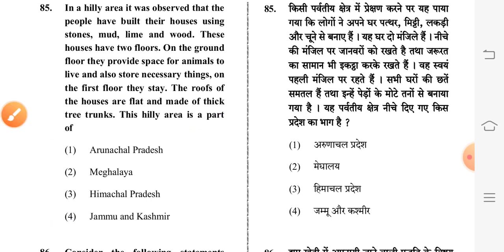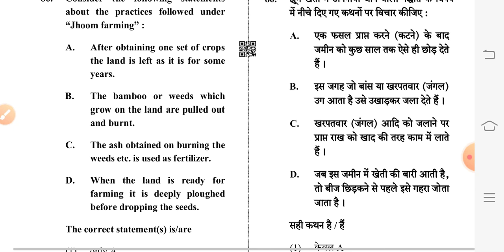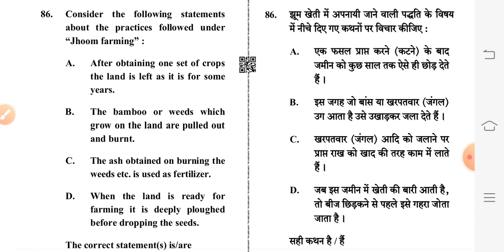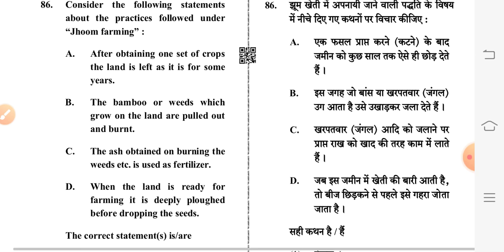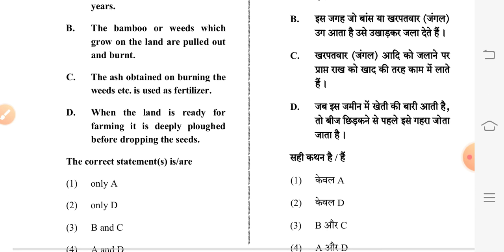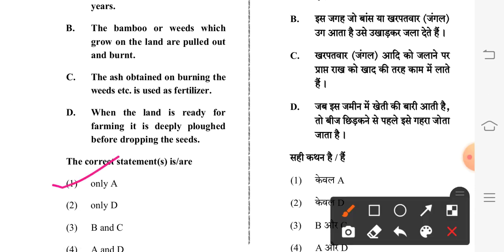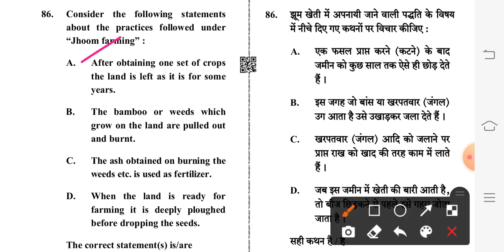Next question number 86. Consider the following statements about the practices followed under Jhum farming. Which conditions are true about Jhum farming? These are the options. First option is correct. That means A only. A is: after obtaining one set of crops, the land is left as it is for some years.